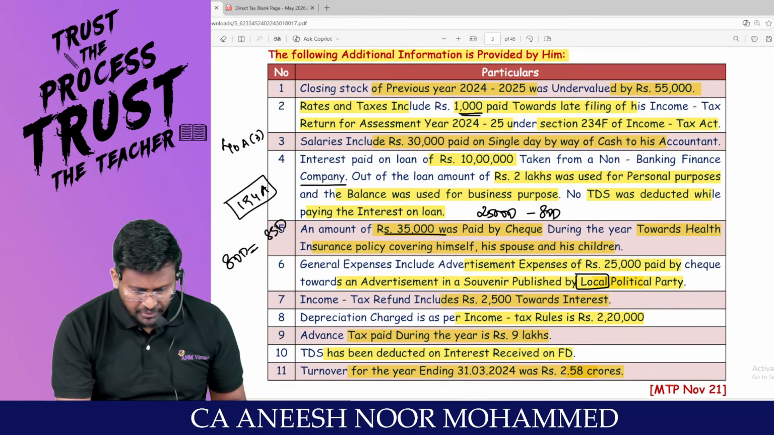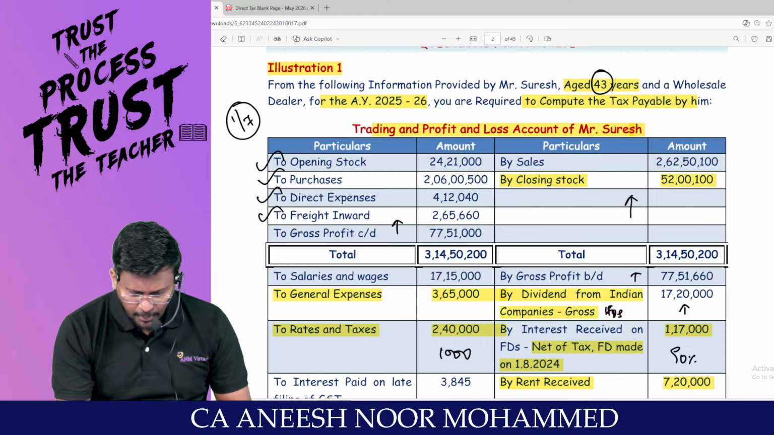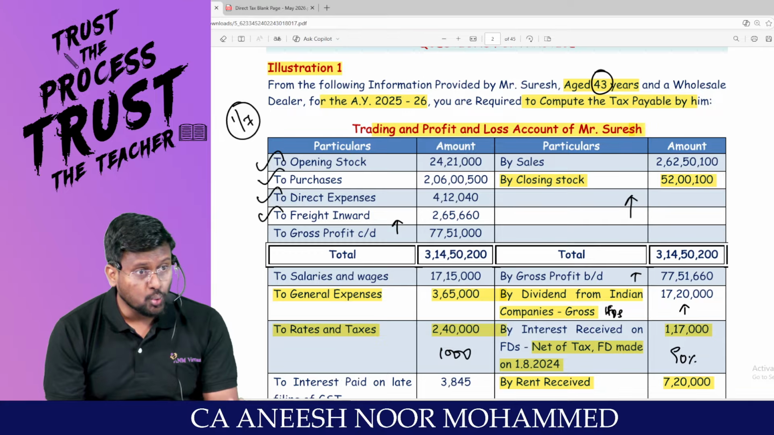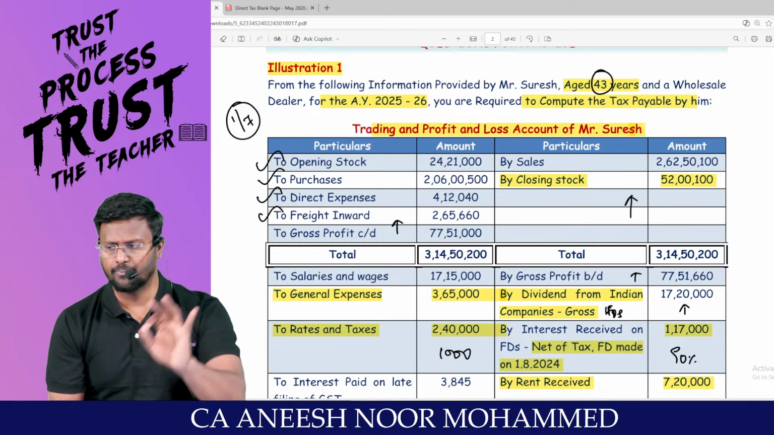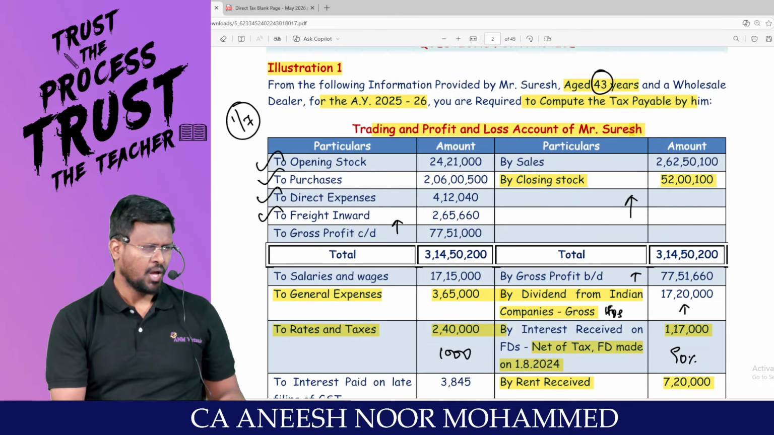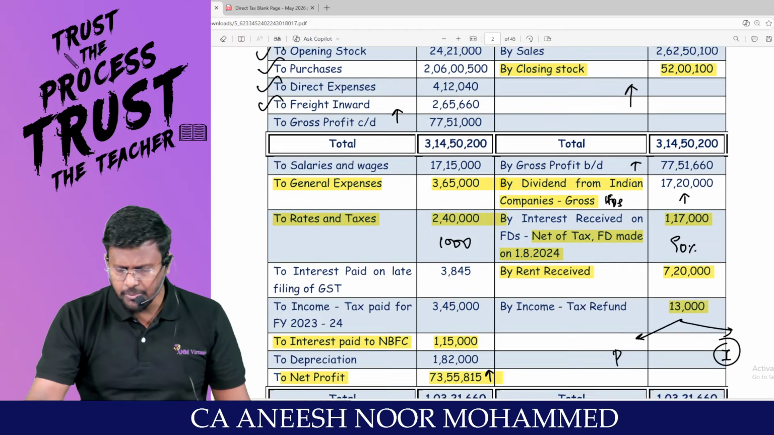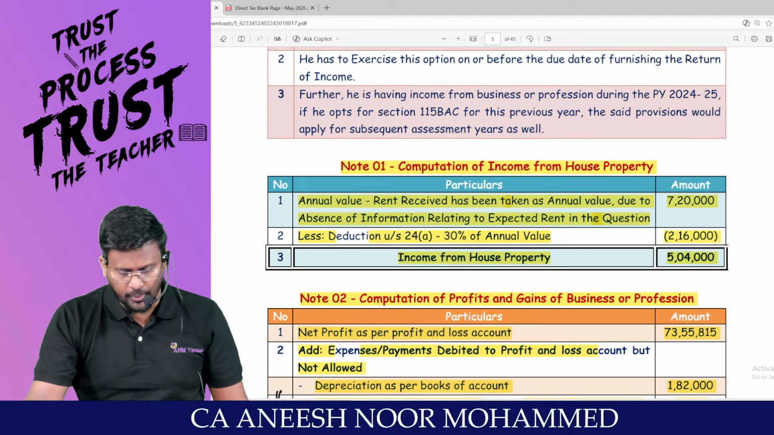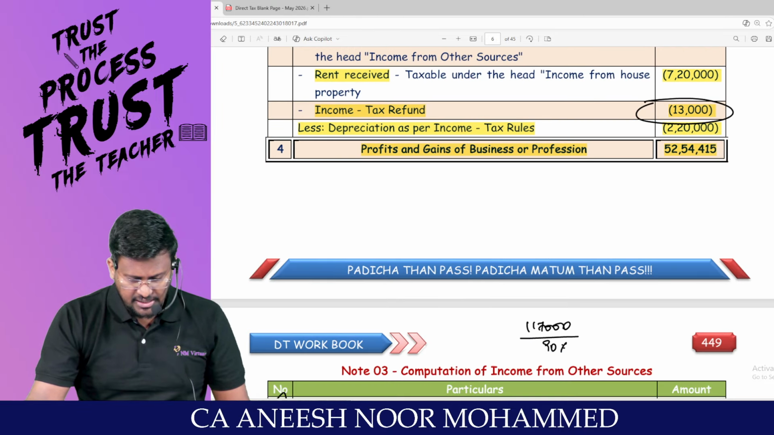Sir, they want to calculate the what payable? Tax payable. They have not mentioned whether to calculate on optional tax regime or default tax regime. That means we have to calculate in both tax regimes. Always first do the optional tax regime. Sir, then only I can claim the Chapter VI-A deduction. Can we? Less: Chapter VI-A deduction.